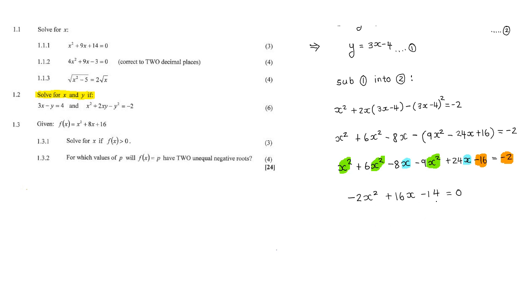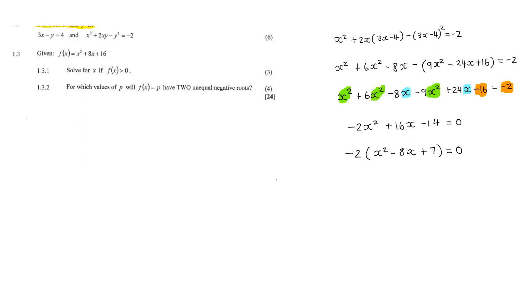Okay, so from here, we can take out a common factor of 2. Always try to recognize that common factor. Let's actually take out the true common factor, which is a common factor of negative 2. And that will leave us with x squared, and then over here we'll have negative 8x, and then a positive 7. And this is all equal to 0. Okay, we can now divide both sides by negative 2.